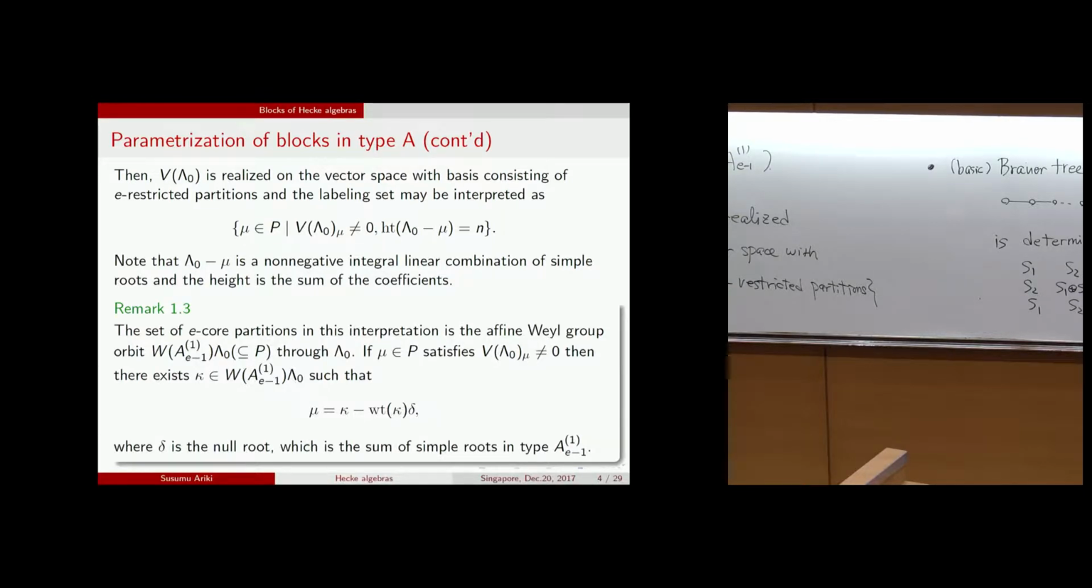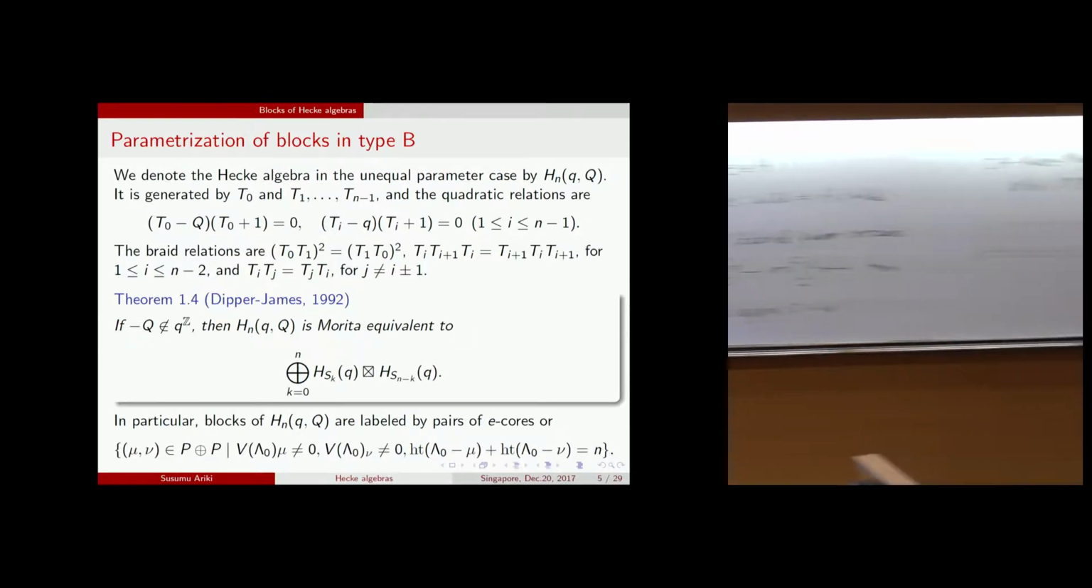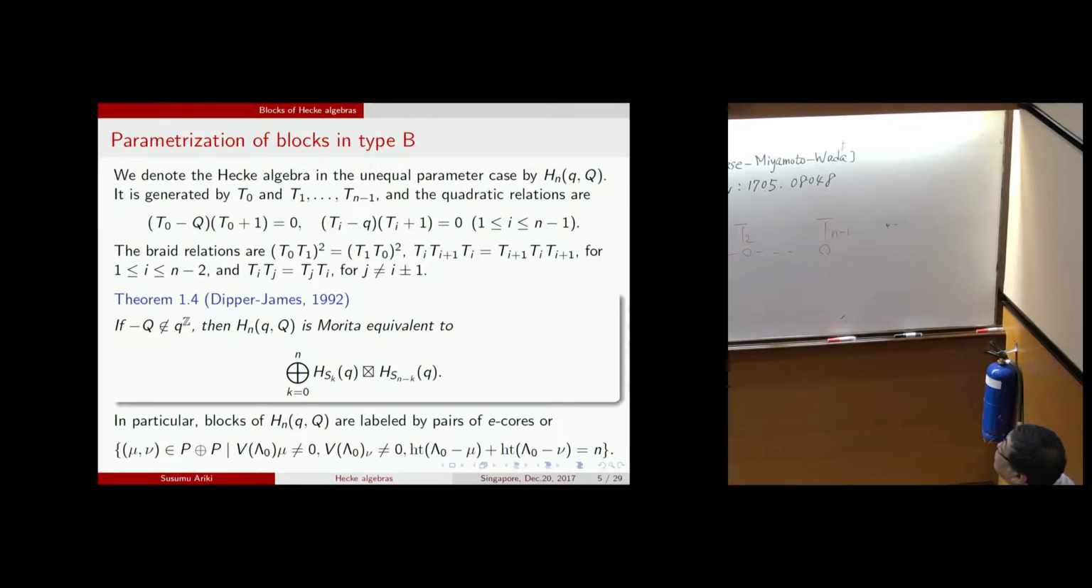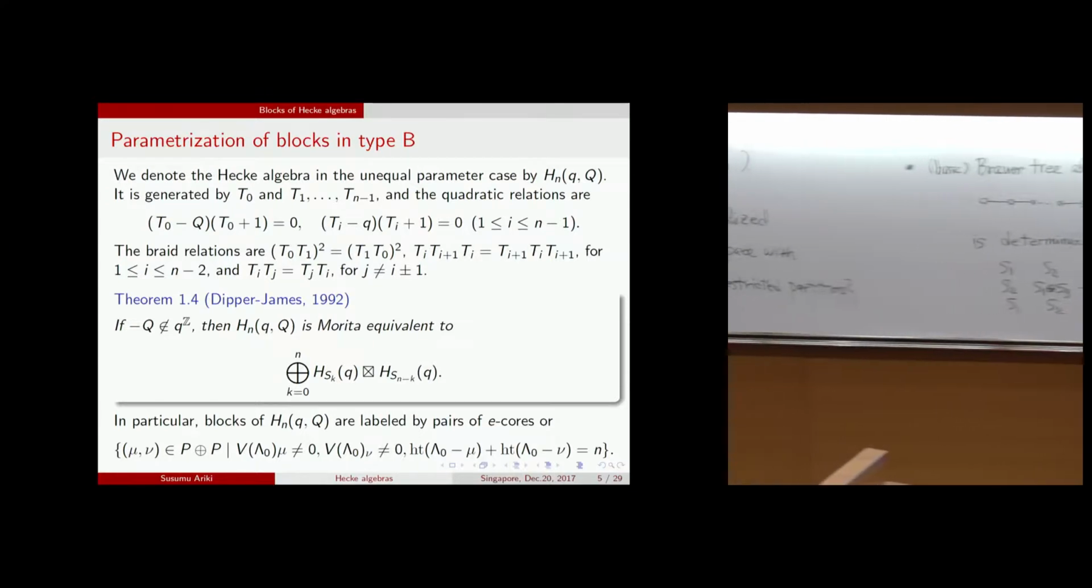So this is the type A classification for blocks, and then for block Hecke type B, first we consider the two-parameter case, so H_{Q,q}. The generators are T0, T1, to T_{n-1}, and the quadratic relations are like this. For T0 and T1 we have the type B braid relation, and for the other adjacent generators we have the ordinary braid relations. And if they are not directly connected, then they commute.